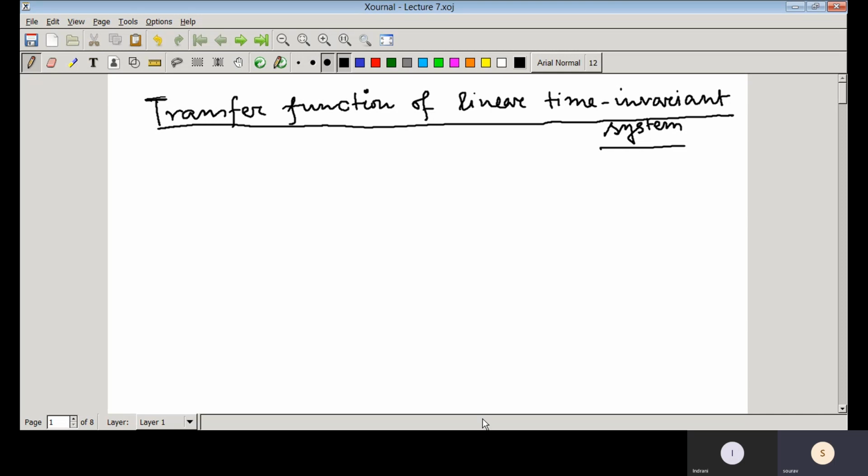So this is one effective modeling technique for describing linear time invariant systems, and this is actually the relation between input and output variables. When you consider a linear time invariant system, then it has input and output variables. The transfer function represents the relation between input and output variables.